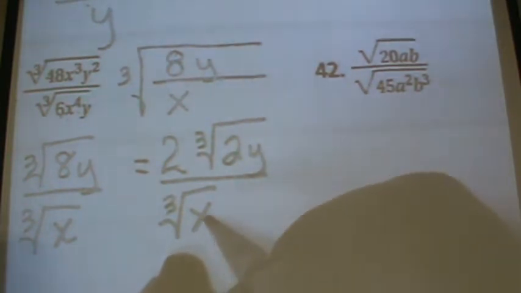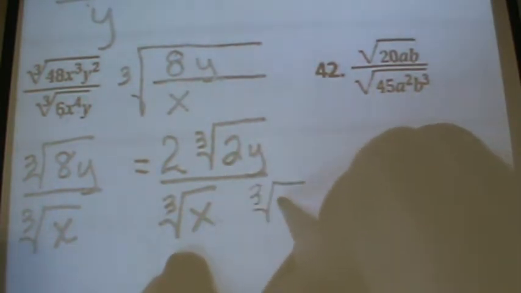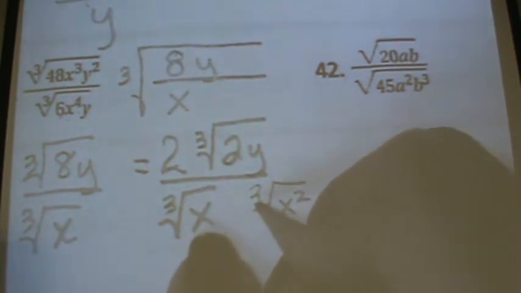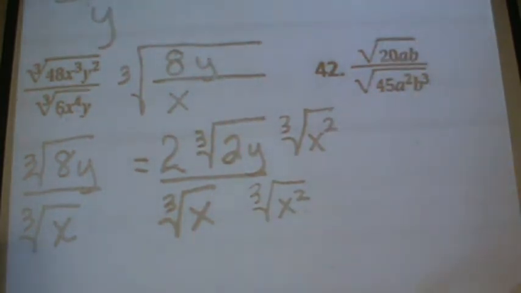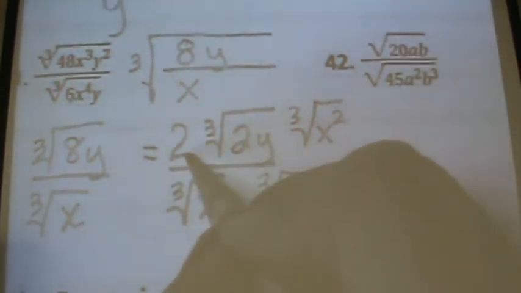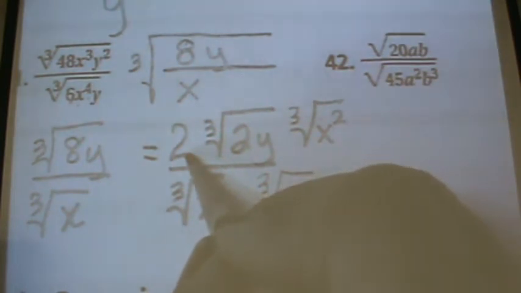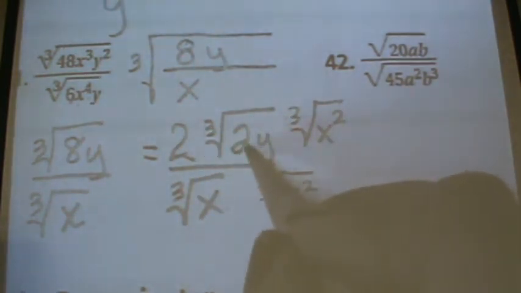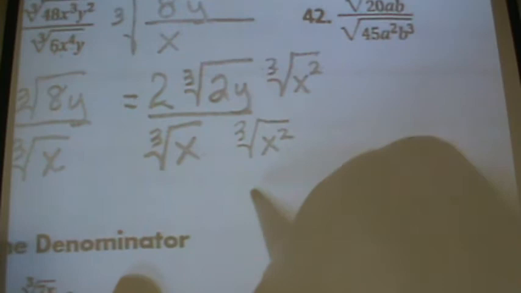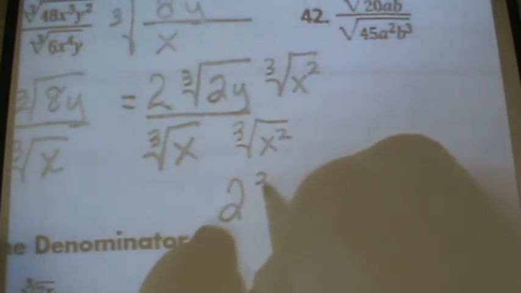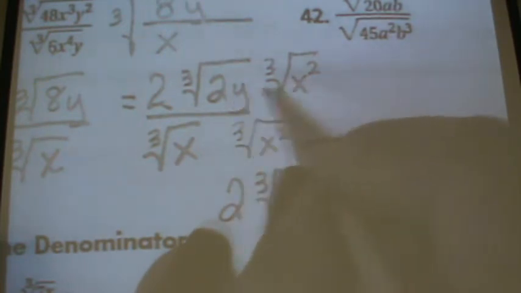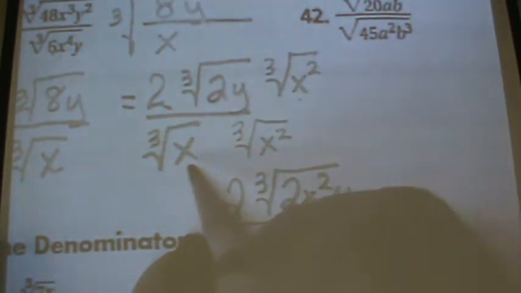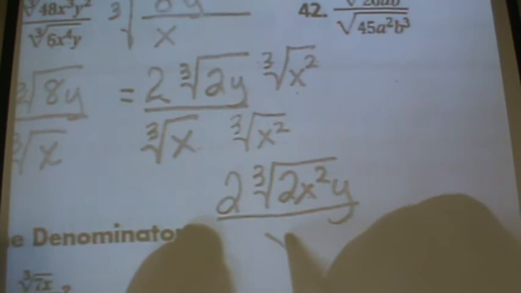So I have 1 x, I need how many more? I need 3 of a kind. So I need 2 more x's here, and whatever I do at the bottom, I have to do to the top. So my final answer would be a 2 outside on top times the cube root of 2x squared y, because you have to put these back together. All over, how many x's? 1.